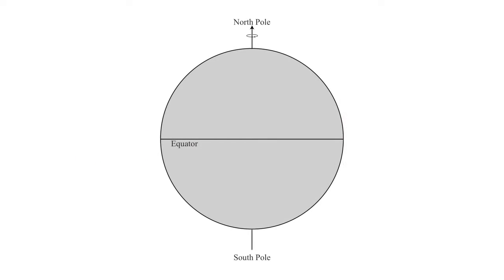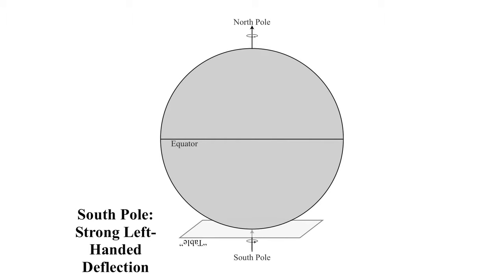Lastly, if we put the table down at the South Pole, you could see the table is now so-called upside down with respect to the rotation vector. The rotation vector now points into the table, whereas at the North Pole it's pointing out of the table. So there's still a very strong Coriolis deflection there, but it's left-handed now. It's off to the left instead of off to the right.